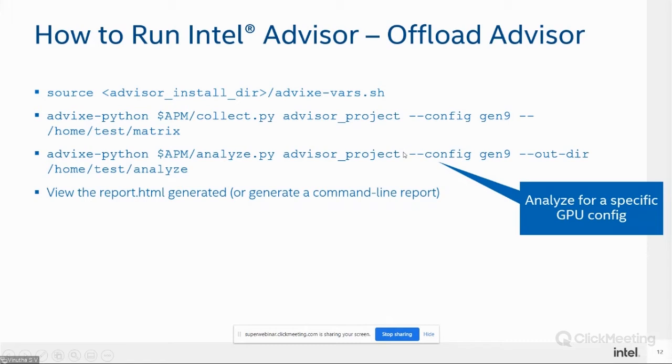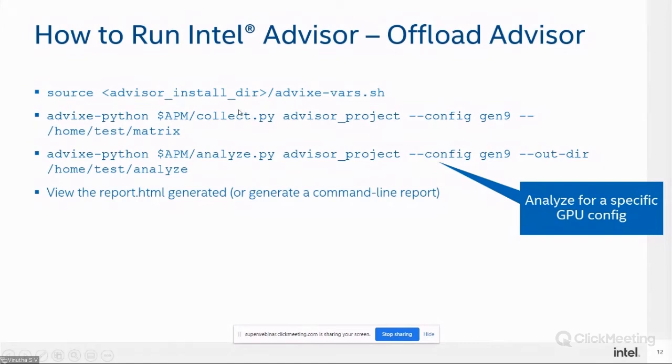So which means that I'll have to specify something called a config flag, and for that flag the parameter can be whatever architecture you want it to be modeled for. In this case we have specified the config to be Gen 9, so it is going to model it for Gen 9. And if you want a different architecture, you can change this to a different name like Gen 11 or so on. So at the end of the analyze.py run, you will have an HTML report generated.